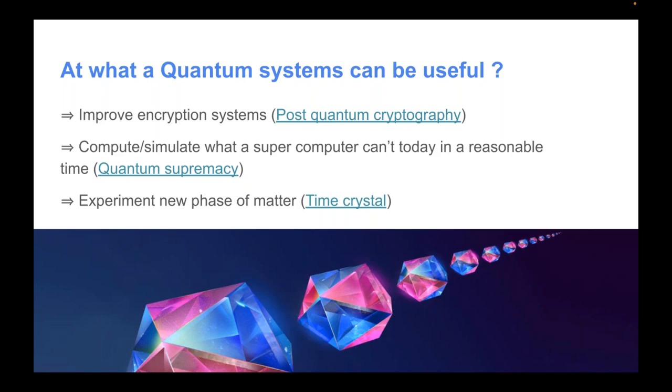So, about what we can do with a quantum system. The very first thing that you may have already heard is that as of today, when we encrypt something, we do a lot of prime number computing with large numbers. So I'm talking about a few hundred bits or a few kilobits key to encrypt data. It takes millions of years for a regular computer to be able to crack that system.